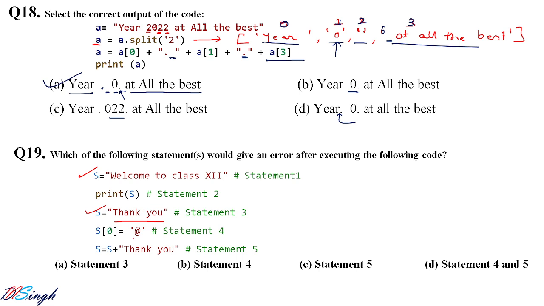Just put another value. But when you try to update a single element using the index, that is called item-wise assignment, and that is not allowed in an immutable object, and string is an immutable object. So statement 4 is having the error. That is the correct answer. And here you have the concatenation operator, and in concatenation if both of the operands are strings, then it will work fine. But if it is not a string, then it is going to generate an error.